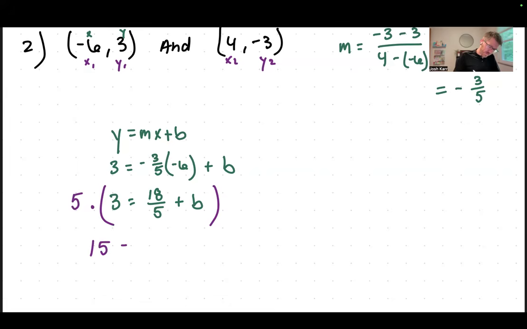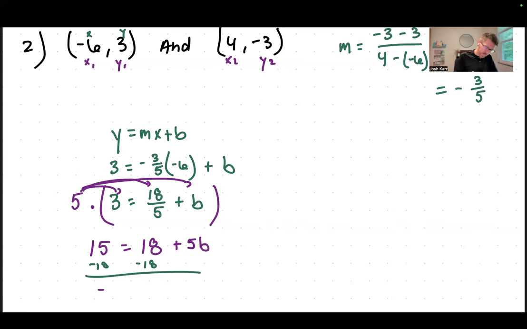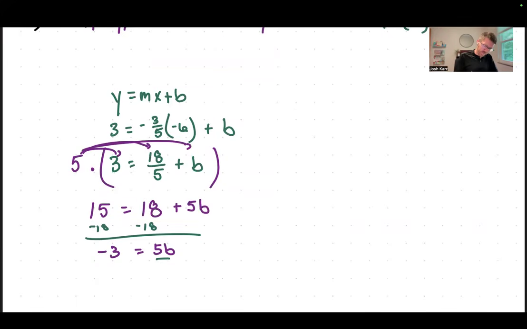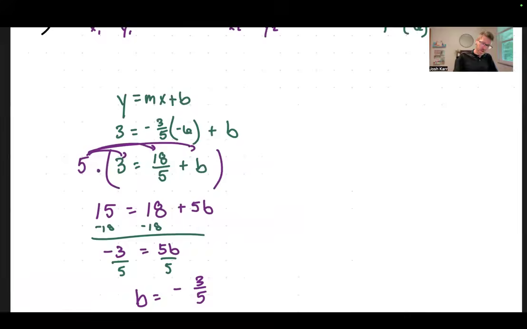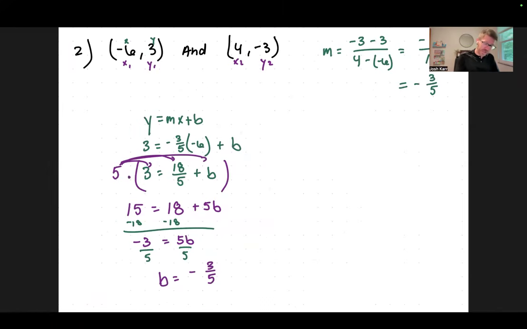So we get 15, right? That 5 multiplied and that 5 divided kind of are opposite ideas, so we're just left with 18. Then make sure you multiply this b by 5, okay? Now, solve for b. We subtract 18 on both sides. So we get -3 equals 5b. One last step, divide by 5. So we get b equals -3/5.